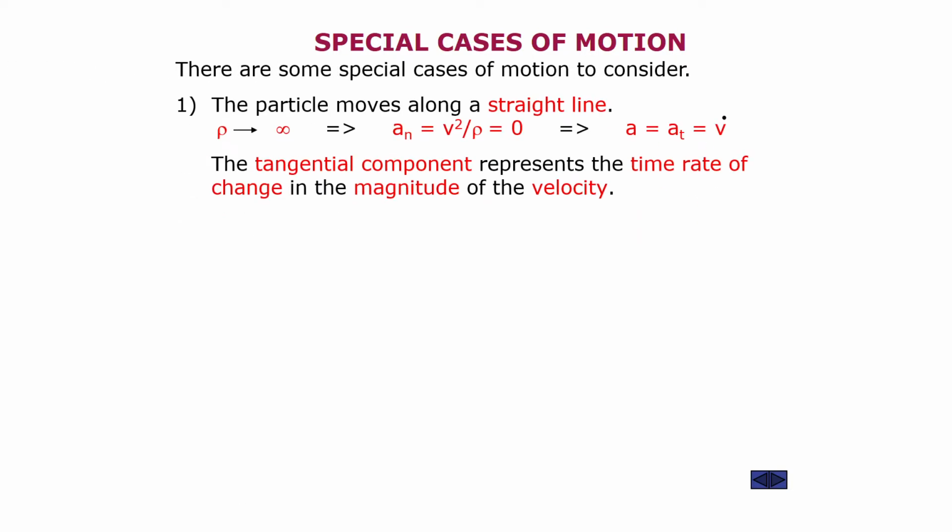Now, for special cases of motion, let's say the radius becomes infinity. That means it is a horizontal line, so there should be no normal acceleration. You can say that v squared over rho, or a_n, is equal to 0. So the magnitude of acceleration depends only on the tangential acceleration, because the normal acceleration has become 0 since it is moving in a straight line. That is only the tangential component, which can be found by taking the time rate of change of the magnitude of the velocity.